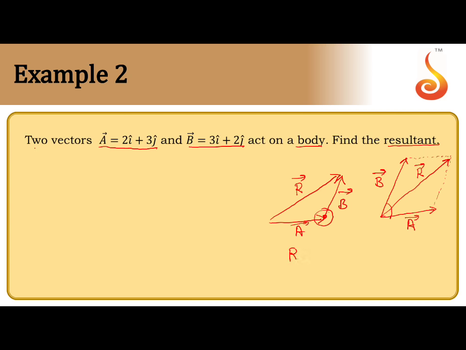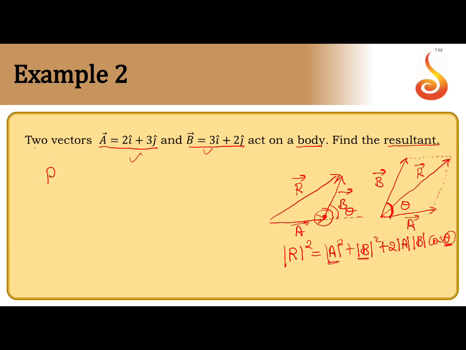Then the resultant magnitude is given by the relation R square equal to A square plus B square plus 2AB into cos theta, where theta is the angle between the two vectors here, or it is the angle between their directions. Now in our problem, no doubt I can find the magnitude of A and B, but the angle between the two is not known. Then how do I find the resultant?